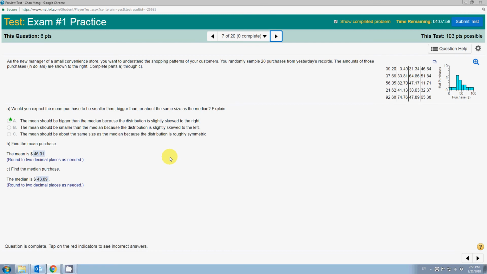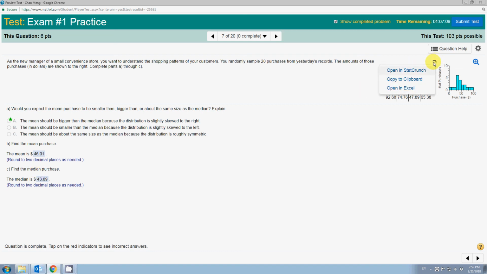Okay, so question seven. We are given a data table and there are several questions. Question A is asking, would you expect the mean purchase to be smaller than, bigger than, or about the same size as the median? So we have to look at this histogram. Although it's roughly symmetric, it's slightly skewed to the right. A little bit skewed to the right. If the histogram is skewed to the right, that means the mean should be bigger than the median. So A is correct.